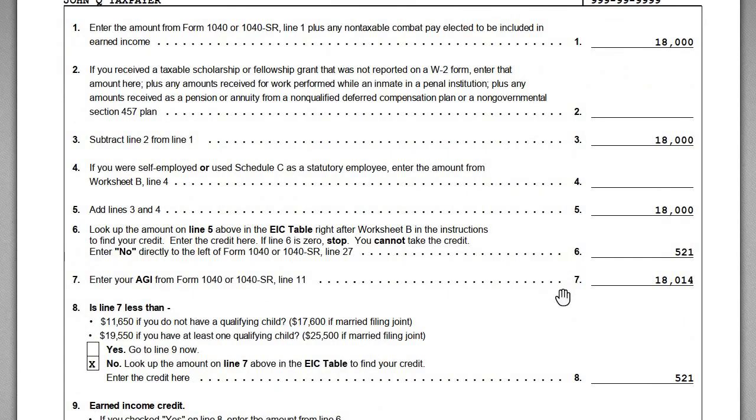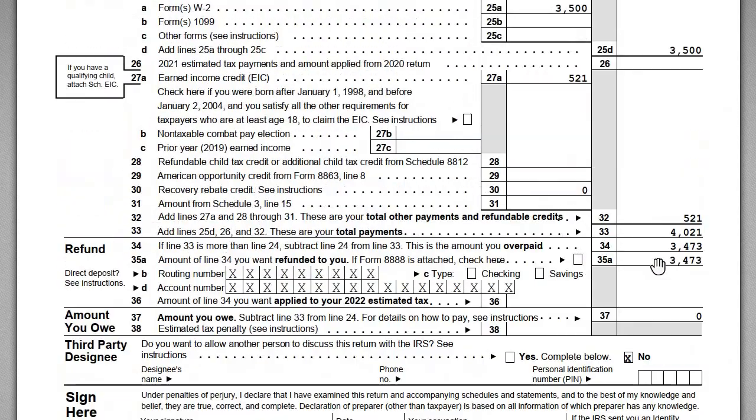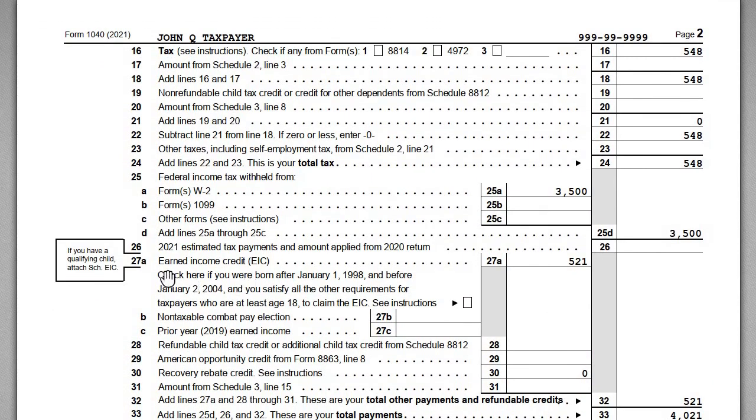And if we look at the EIC tables, if you look up $18,000 for an individual with no qualifying children, the amount of the federal Earned Income Credit for 2021 at least is going to be $521. Now, very important to look at the EIC tables for the year you are doing the return because they do change. So once he has his $521, he can report that on page 2, line 27A, the Earned Income Credit, right? So EIC, line 27A for $521.